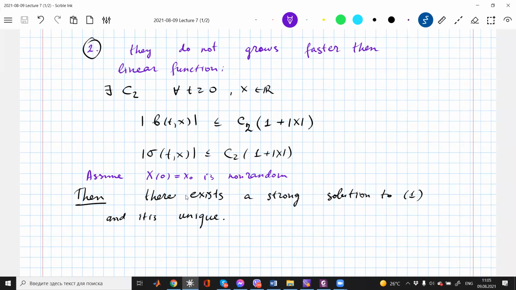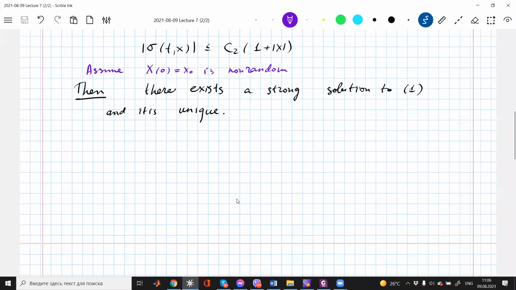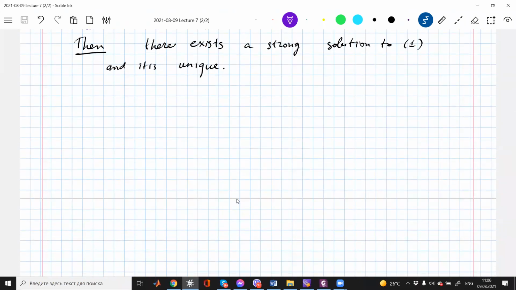So under such assumptions, we want to prove that there exists a strong solution to stochastic differential equation 1, and it is unique. I recall that in the previous lecture, we proved that if we have a strong solution, then it is unique under this assumption. And now we are on the way to prove the existence of a strong solution to this stochastic differential equation. So let's start our proof.